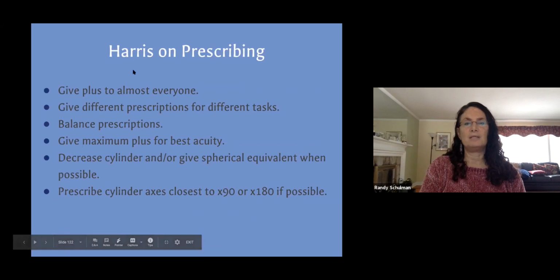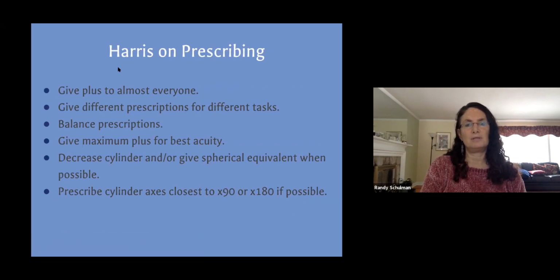As I mentioned, I spent a lot of time with Paul Harris as a student and beyond. Again, he's the one that said give plus to almost everyone, and then give different prescriptions for different tasks. I noticed that sometimes people feel a little hesitant about giving multiple prescriptions. Oh, well, you don't want a patient to have to spend money on this or that. To me, you're taking their choice away if you don't offer a different prescription for different tasks, because we understand that one prescription is not going to be great for everything.